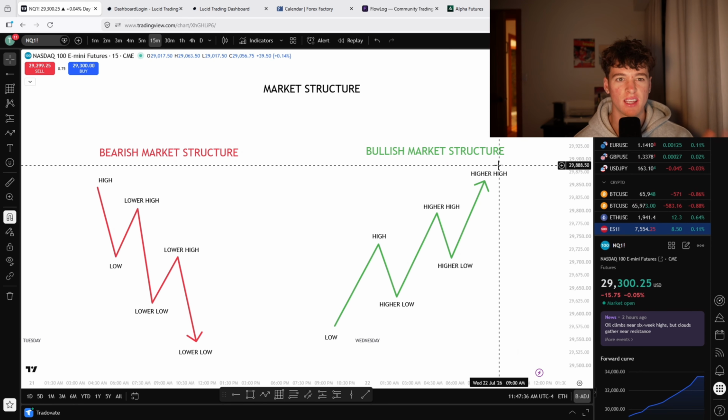I feel like I'm saying the same things over and over. Higher high, higher low, lower high, lower low. Try not to confuse it too much. It's as simple as it looks. I hope that makes sense to you guys.